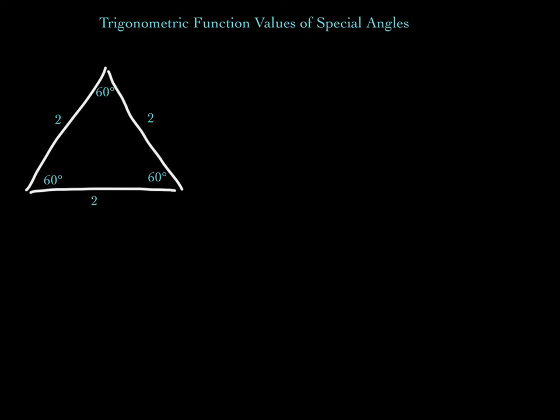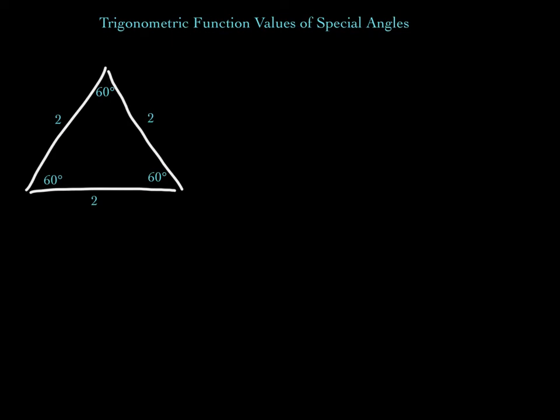Remember that an equilateral triangle is where all of the angles are the same measure, which means they have to be 60 degrees each, so that they all add up to 180 degrees. And all the side lengths are the same. Now, you can choose whatever side length you want. It doesn't have to be 2. I chose 2 just because of what we're about to do. It's going to make the arithmetic just a little easier.